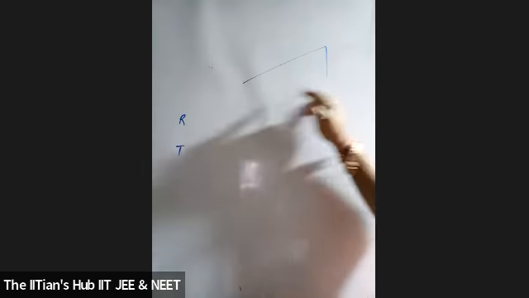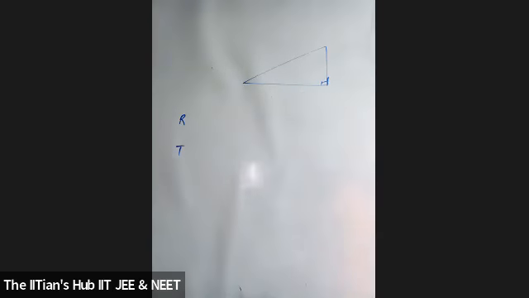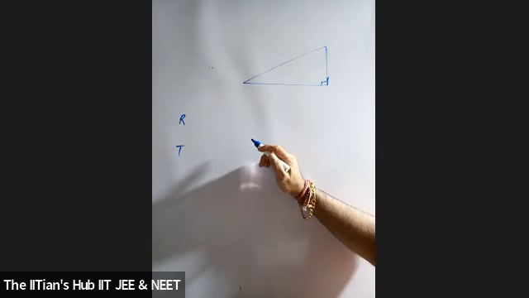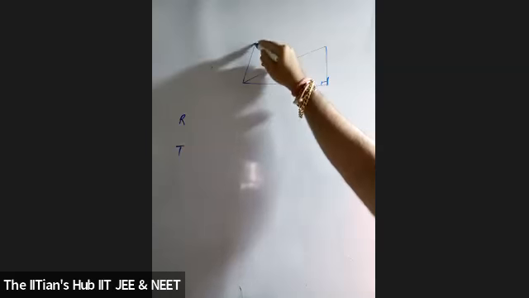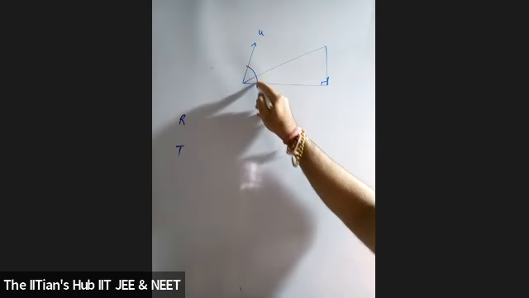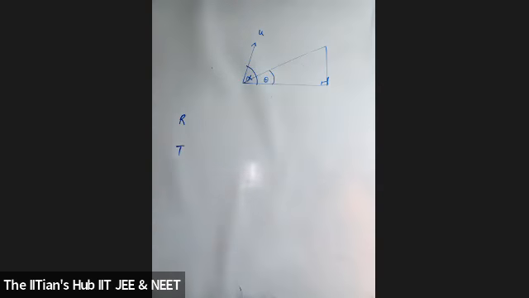For a body projected on an inclined plane at an angle with the inclined plane, students, just give me the formulas. The inclined plane we consider to be at an angle. The body is thrown with a velocity u. It forms an angle alpha with the horizontal, and the inclined plane is at an angle theta with the horizontal.